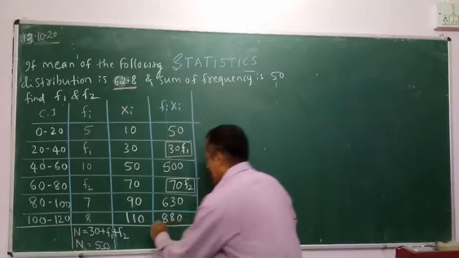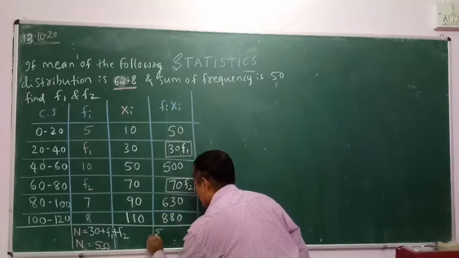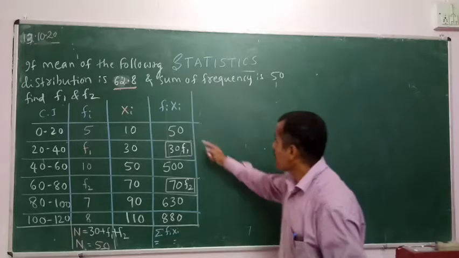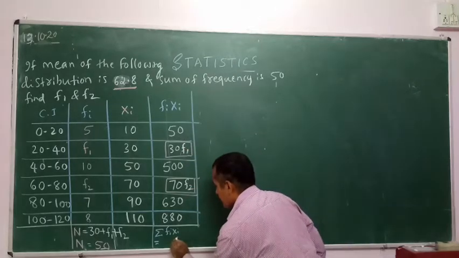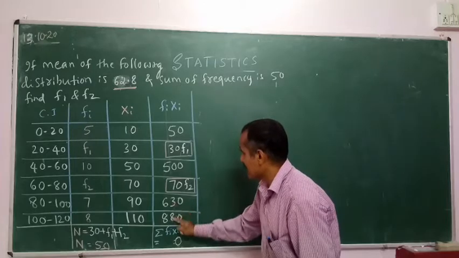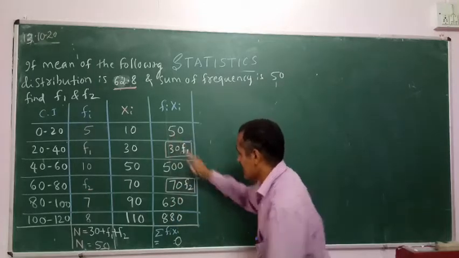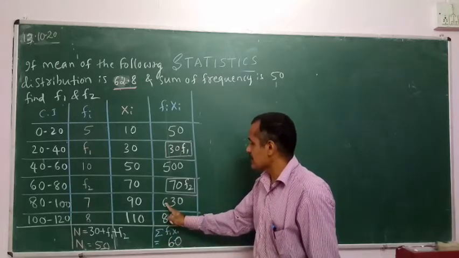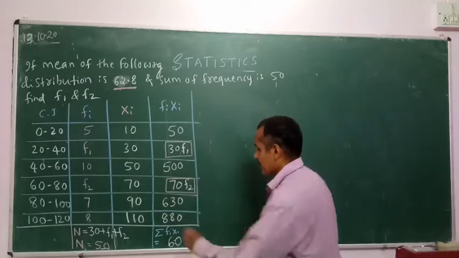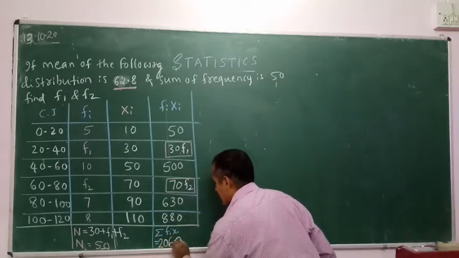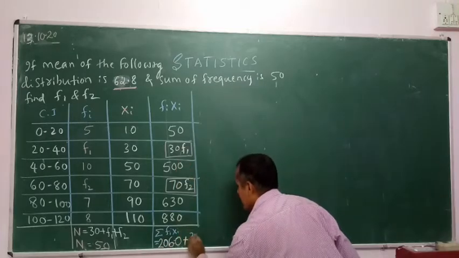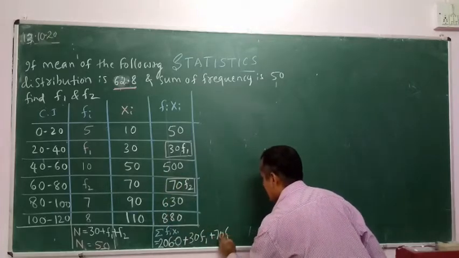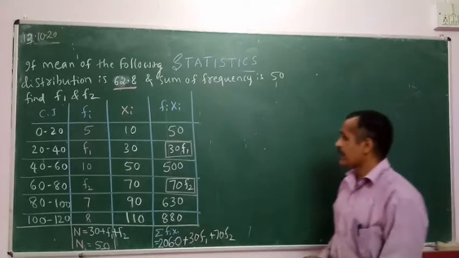Other things are left. And I will write it as summation Fi Xi is equal to. Come on. 0, 0, 0. Okay. 8 plus 3, 11. 11 plus 5 is 16. Carry 1. 8 plus 1, 9. 9 plus 6, 15. 15 plus 5, 20. It is 2060 plus 30 F1 plus 70 F2 is the summation Fi Xi.